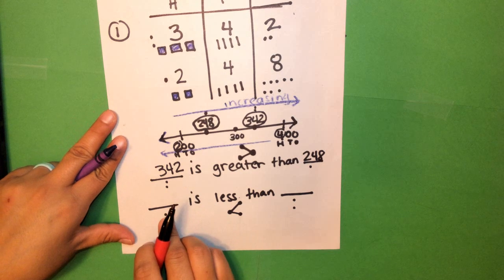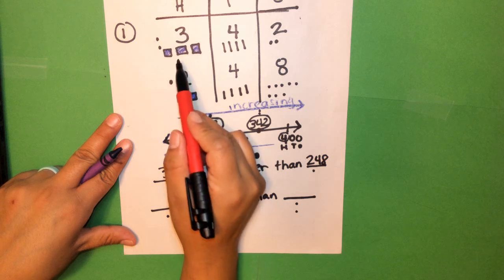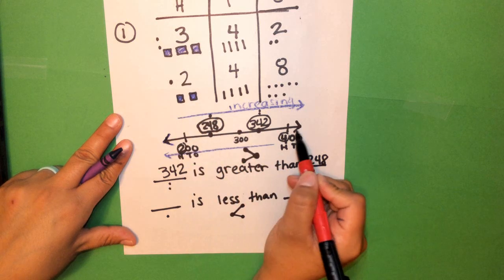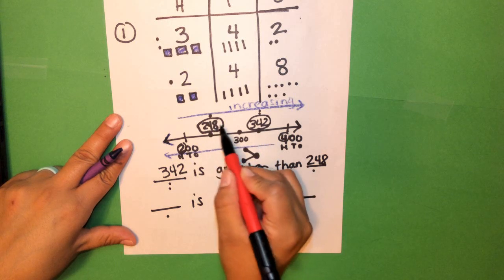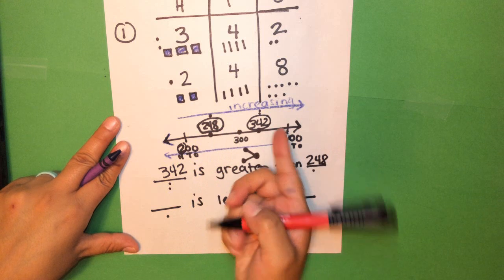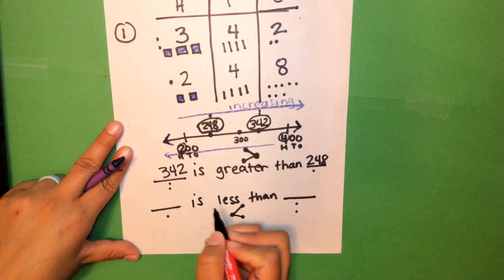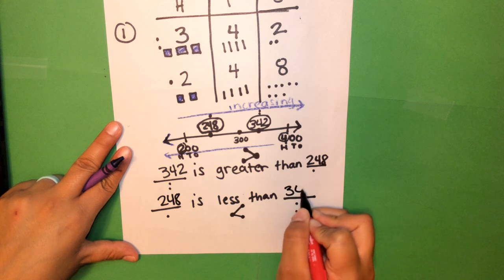Okay, blank is less than blank. I know 200 is less than 300. And if I look on my number line, it makes sense. 248 is less than 342 because it comes before 342. If it comes before, that means it's less. So you have 248 is less than 342.